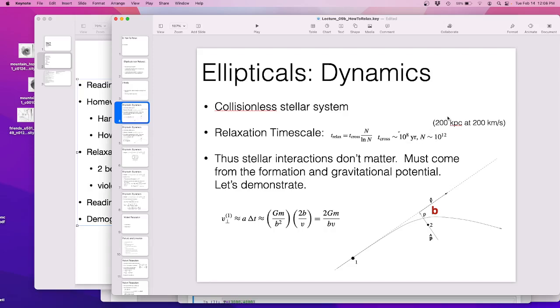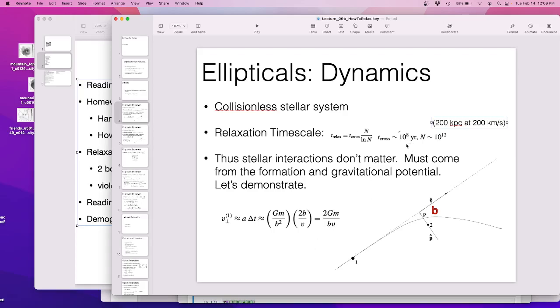But if the size of the object is 200 kiloparsecs and you're going at 200 kilometers a second, the crossing time is 10 to the 8 years. And if you have 10 to the 12 particles, then I've got 10 to the 8 times 10 to the 12. That's too many years. Why is that too many years? Because that's much longer than the age of the universe. So we're clearly not relaxed by that method.